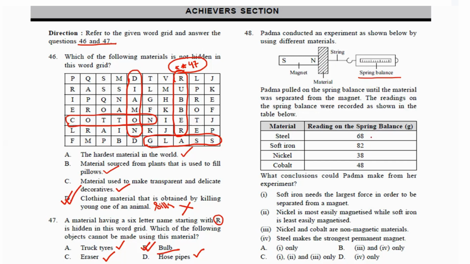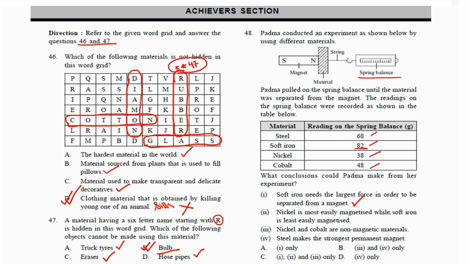So for steel, it is 68, for soft iron, it is 82, for nickel, it is 38, and for cobalt, it is 48. So we can see that for the separation of soft iron, it takes the maximum force, this one reading in the spring balance, that is 82, right? So let's see. Soft iron needs the largest force in order to separate from the magnet. Yes, this is correct because we have seen it has taken 82 reading in the spring balance, right?